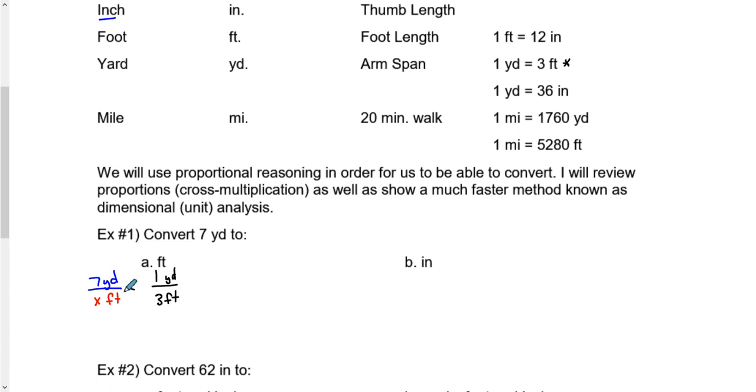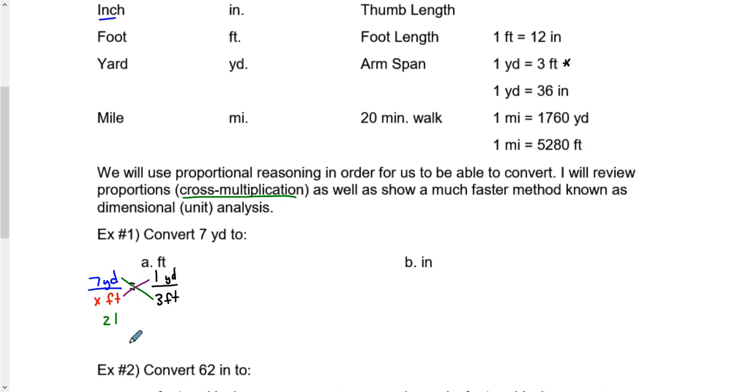Now you'll notice a few key characteristics. I have the yards set up both in the numerator, and the feet set up in the denominator. What this allows us to do is use cross multiplication. And the cross multiplication just goes like this. 7 multiplied by 3 is 21.